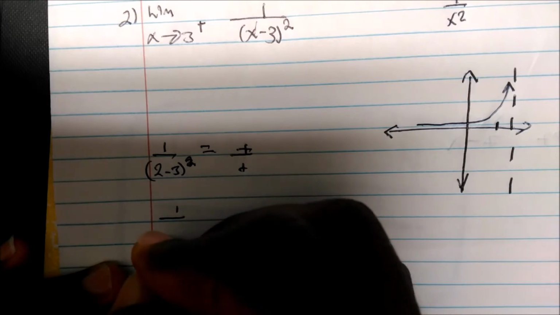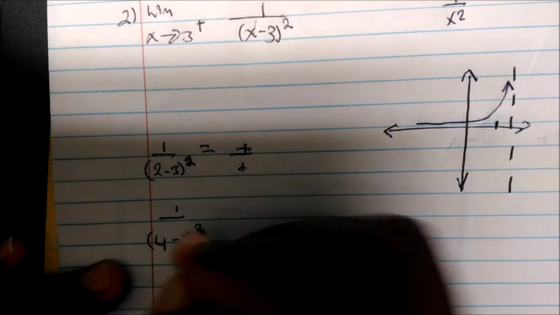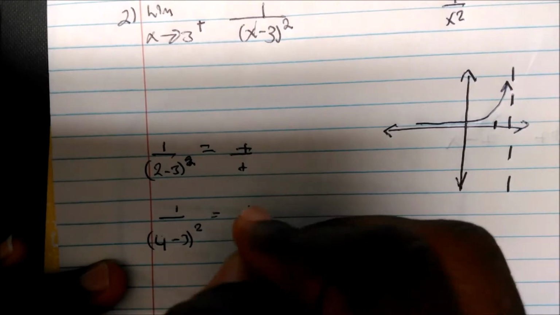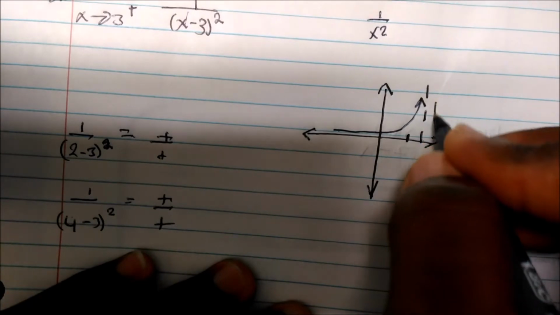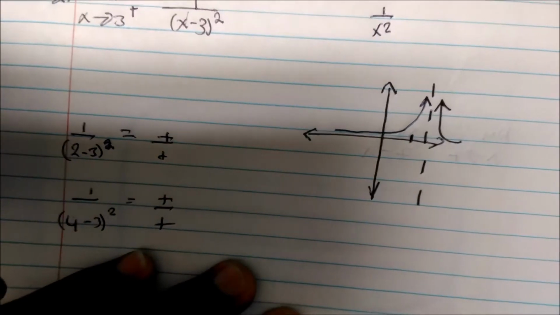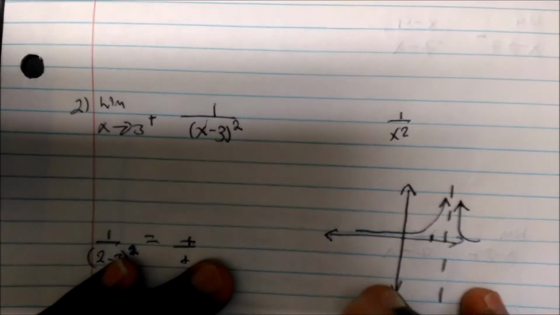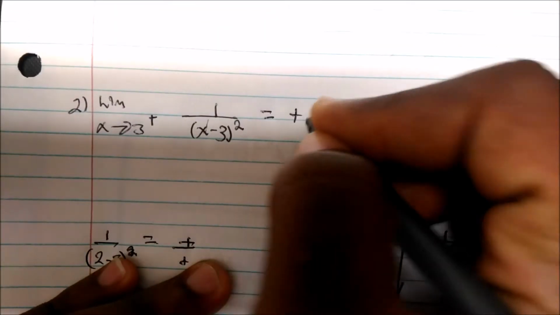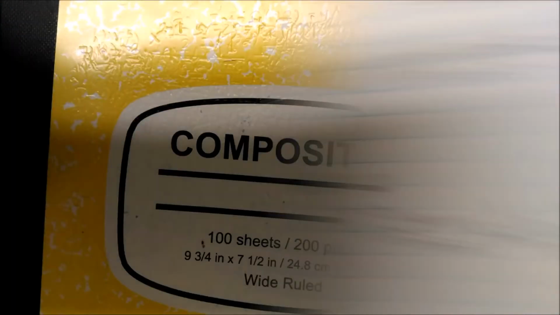Well, let's plug in an arbitrary number, that's 3, so I can plug in 4. 4 minus 3 is a positive number. 1 is always positive, so it's always positive. So 4 minus 3 is 1. 1 squared is just positive 1. So we can see that coming from both directions, the graph is going up. So therefore, we can go ahead and answer the question: as it approaches the limit from the right, the answer goes to positive infinity.